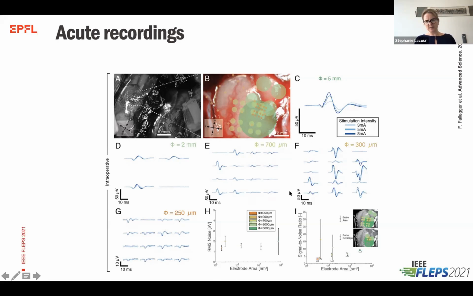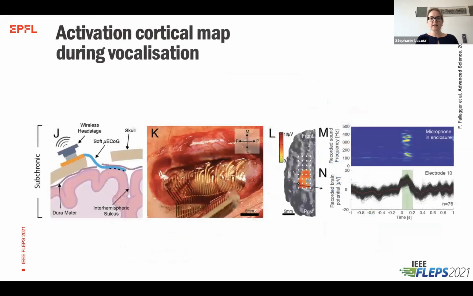And what we found is that there's really sort of an optimum in terms of dimension, at least in the geometry we've tested, where a 300 micron electrode seems to give us the most detailed information compared to the big ones, of course, and there was not so much benefit in going to a 250 micron diameter electrode.